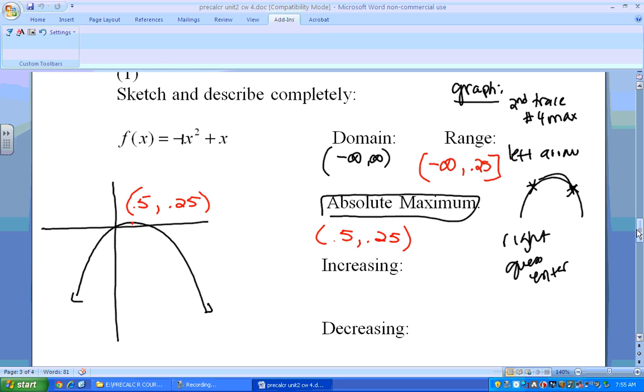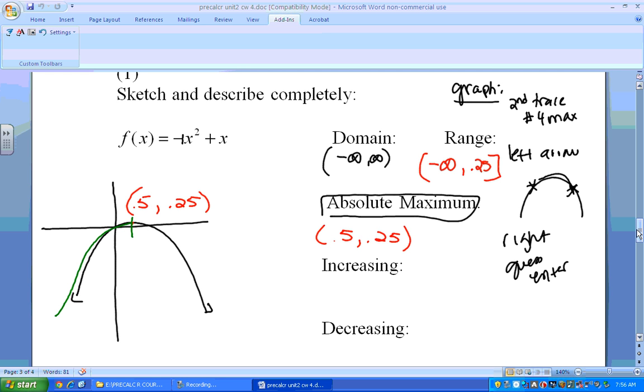Now we're going to find your increasing segment. Your increasing says, I want you to tell me as x is moving from the left to the right, is y increasing or y decreasing? So this is like a roller coaster. We come from down here, we're increasing, increasing, increasing until we hit this point.